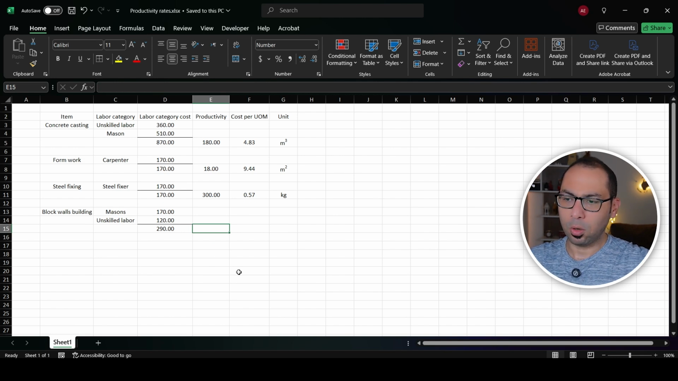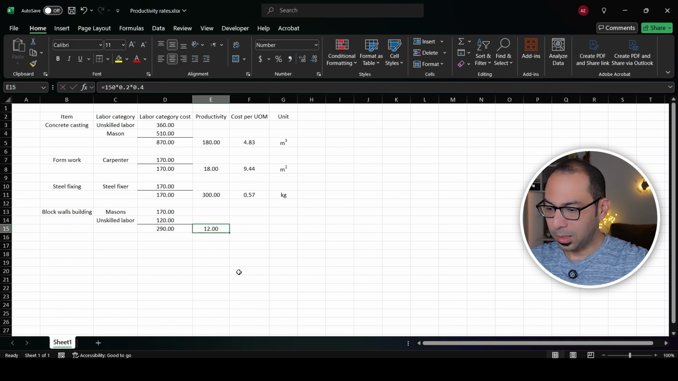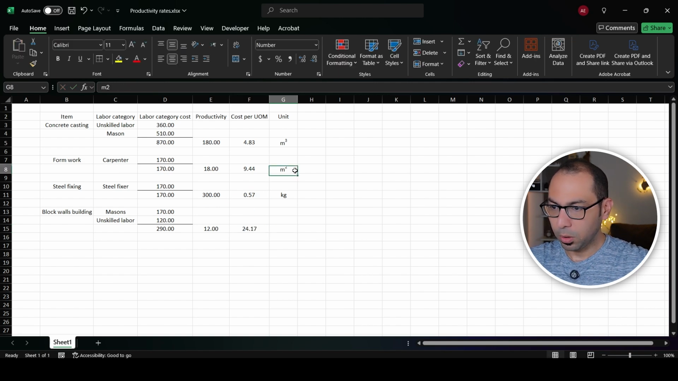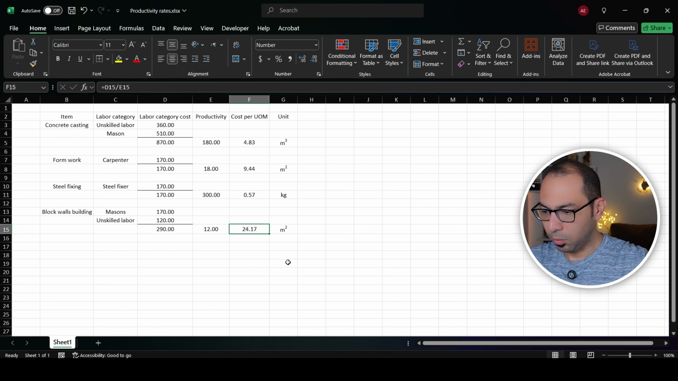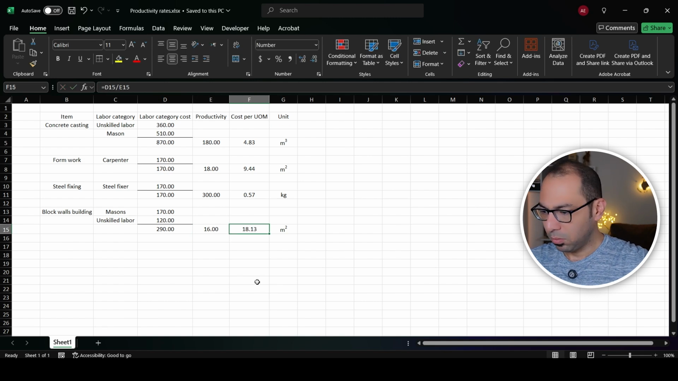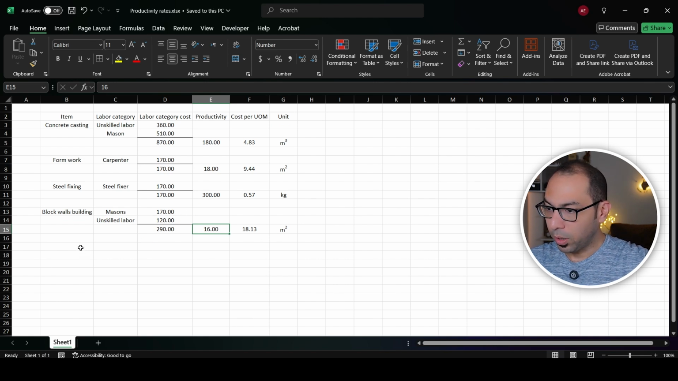And what is the expected productivity? Usually it's within the range of 150 blocks. So 150 blocks multiplied by the dimension of block, let's say 0.2 into 0.4. So that's around 12 square meters. And in that case, the same formula will apply. So that's 24. Actually, it seems high to me. So this productivity should be something within the range of 15 or 16, 18. So yes, we are talking about 16 square meters per day for these two, one mason and one unskilled labor.